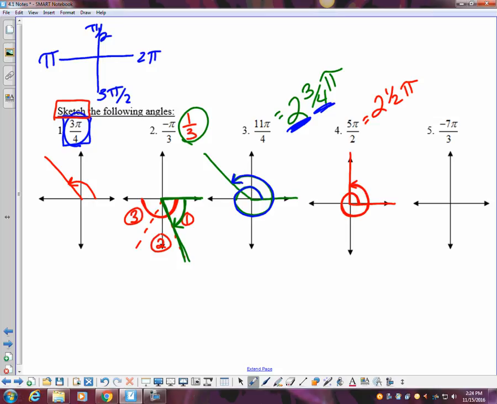So what you really need to not think, a pi does not equal a circle. That's false. Pi equals half a circle.